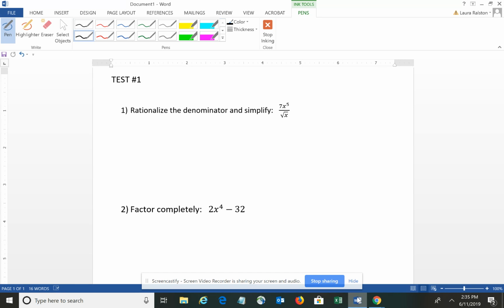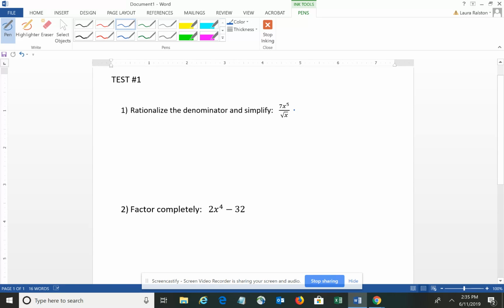And there were three that I want to address because many of you missed those questions on the test. The first one has to do with rationalizing the denominator, and the problem said rationalize the denominator and simplify. And it was 7x to the fifth divided by the square root of x. And we know that we cannot have a radical in the denominator of a fraction.